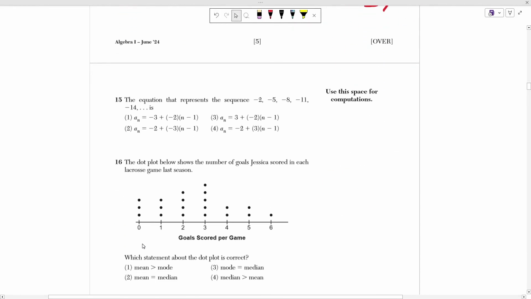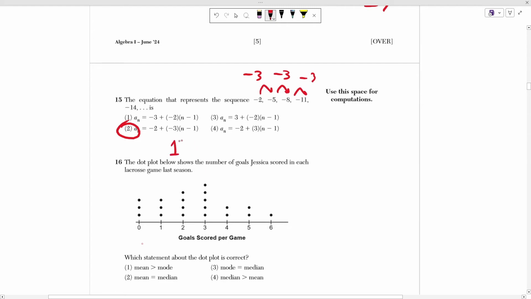15 says the equation that represents the sequence -2, -5, -8, -11, and -14 is what? Well, pretty much what this is asking you is, tell me which one of these has the equation for this, okay? And we can see that what's happening here is that we're just subtracting 3 from each term, right? -3 minus -2 is -5, right? You take 3 away from -5, you get -8. So which one of these is going to be the equation for that? And it's actually going to be choice 2, okay?